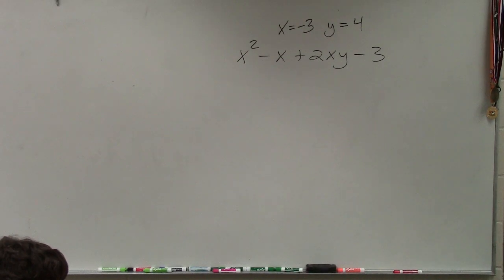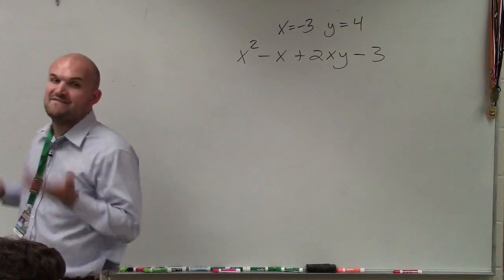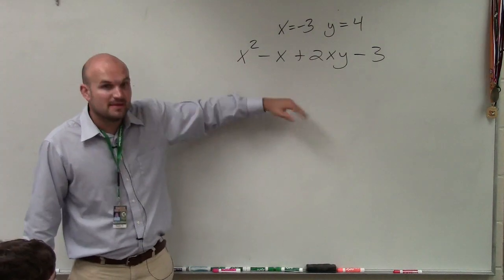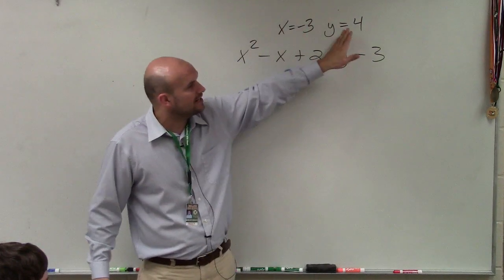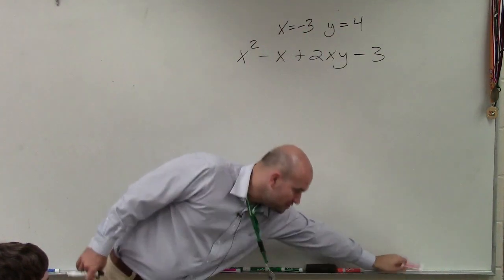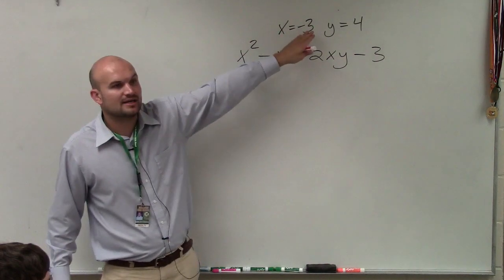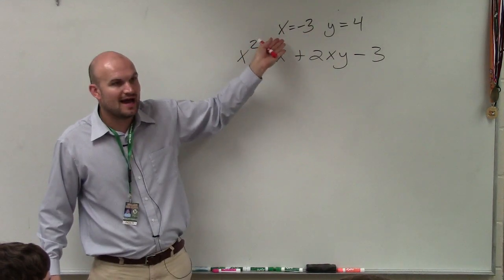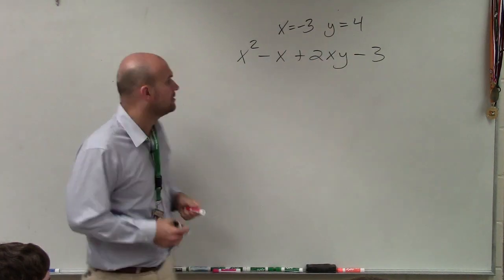So we have x equals -3, y equals 4. All right? So what they're asking us to do is to evaluate the expression. That means I want to evaluate what is the value of the expression when x equals -3 and y equals 4. So to do that, what we're going to do is simply wherever we see an x, we're going to plug in -3, because the value of x is equal to -3. And wherever we see a y, we're going to plug in 4.